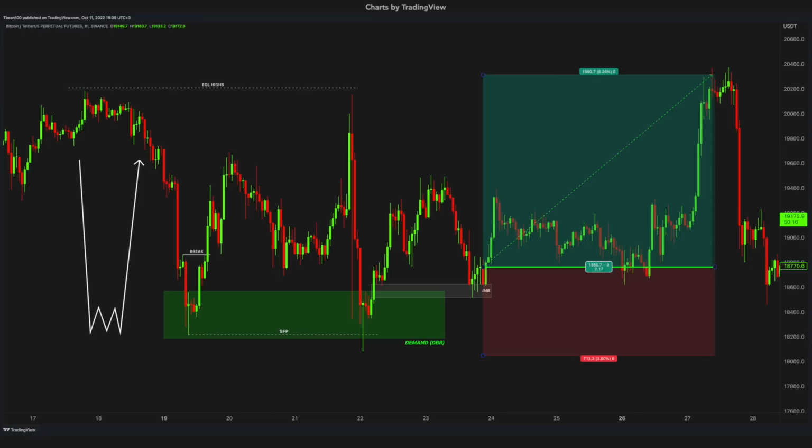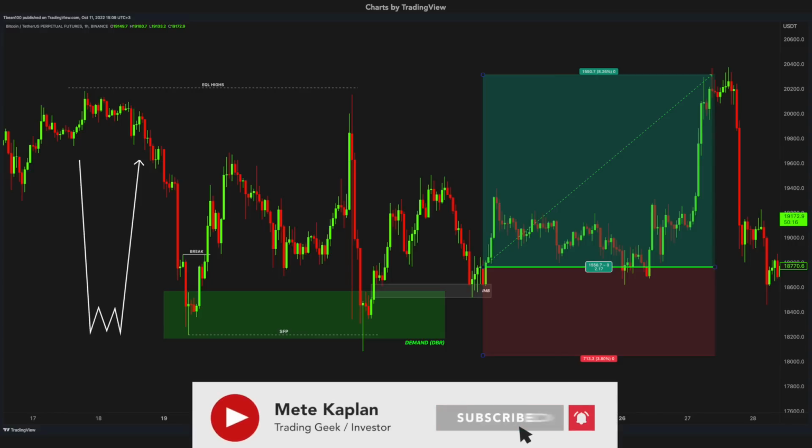Okay folks, this is how you use rally-based drop and drop-based rally for day trading and scalping. These supply and demand trading strategies are commonly used in the day trading world, even for swing traders. So you can use it as a day trader or scalper, or even as a swing trader, to identify the key zones.